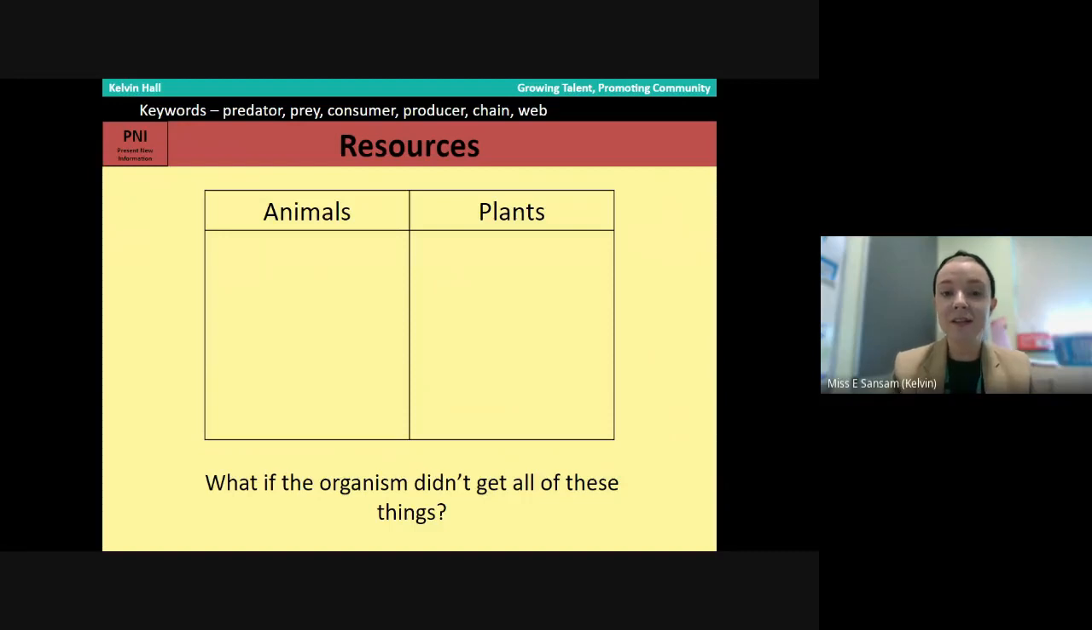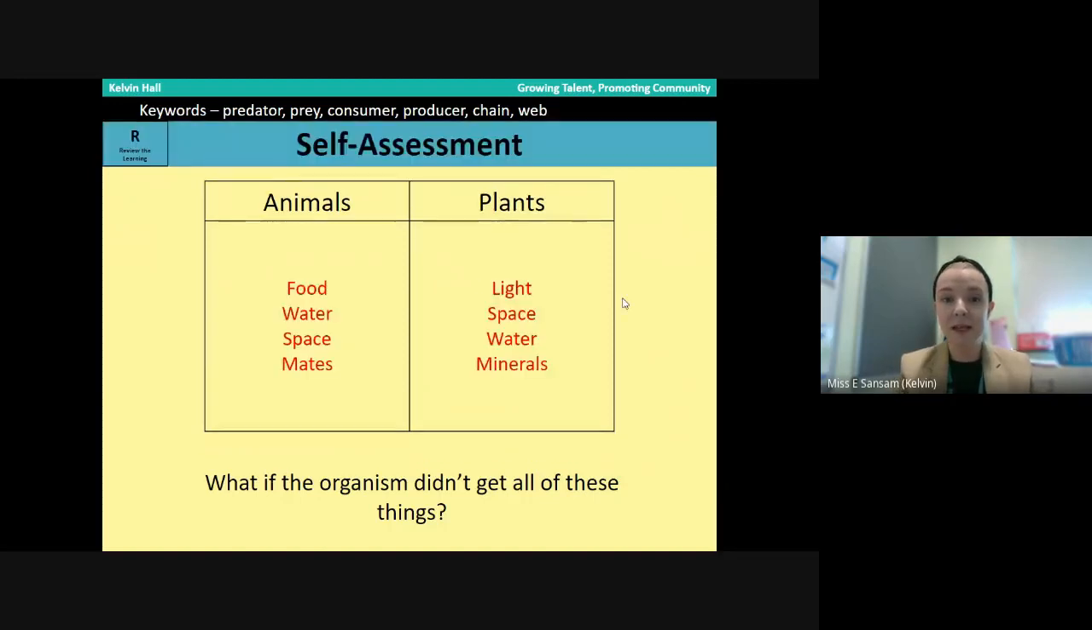So hopefully you've had a chance to get some ideas down. Now the ideas that I've got down on my slides. So animals out in the wild, they need food, they need water, they need space, somewhere to live, and they need mates. So they need to be able to reproduce. So some similarities with plants, but plants also need some different things. Plants need light, they need space in order to grow, they need water, and they need different minerals, and they get that from the soil.